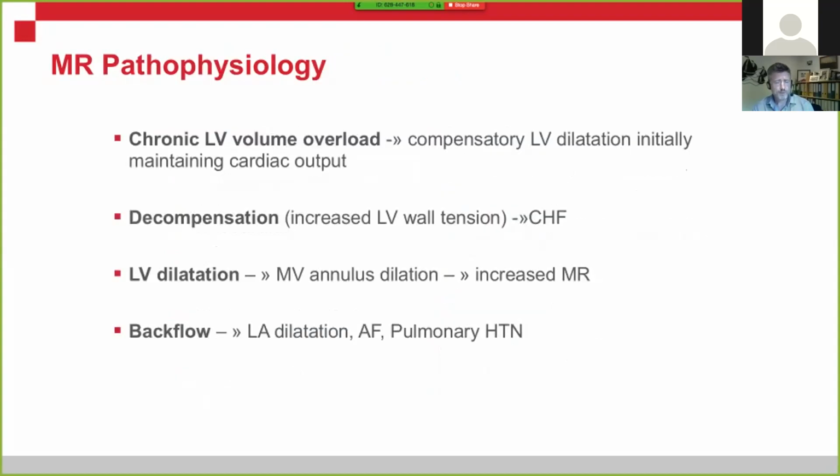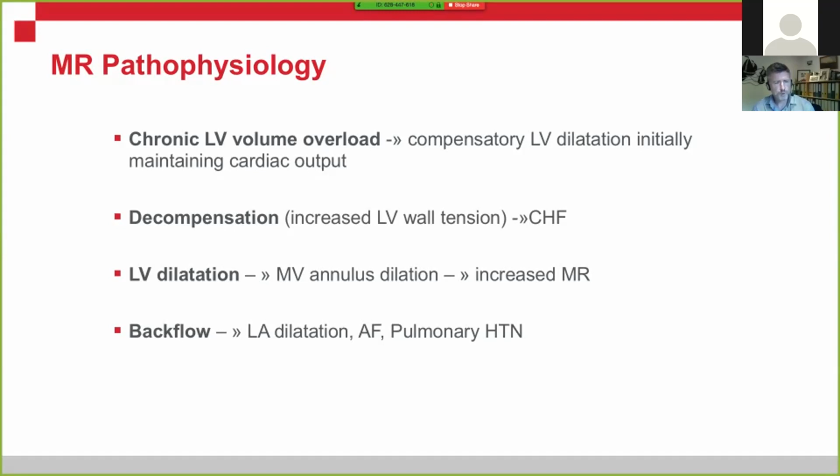In terms of the pathophysiology and the hemodynamic consequences of mitral regurgitation, initially, certainly while the patient is relatively asymptomatic or has only mild symptoms, they may well get compensatory LV dilatation, all the while maintaining cardiac output. Over time, though, due to the increasing mitral regurgitation, you get decompensation with increasing left ventricular wall tension, which starts to lead towards impaired LV systolic function.